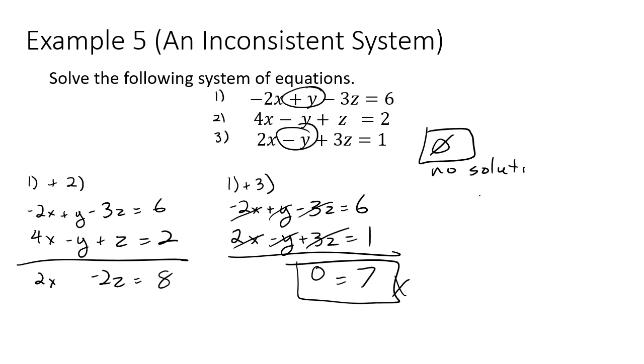It might happen in the first step when you're trying to eliminate one variable. It might happen in the second step, when you're trying to solve the system with two equations and two unknowns. But if at any point along the way you get something that looks like this, no solution. This is what you're looking out for.